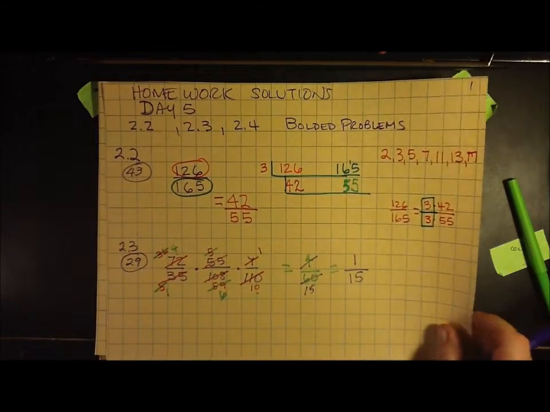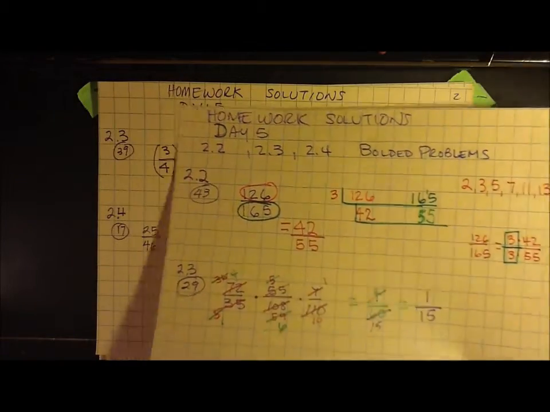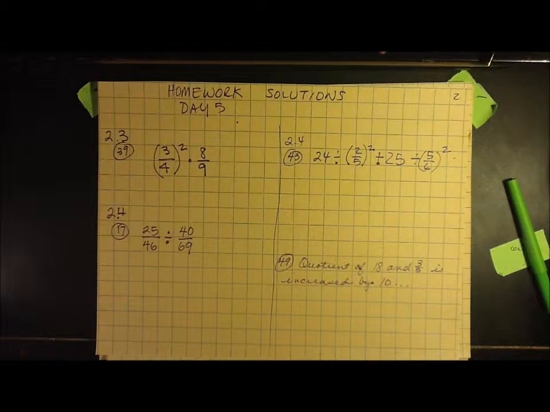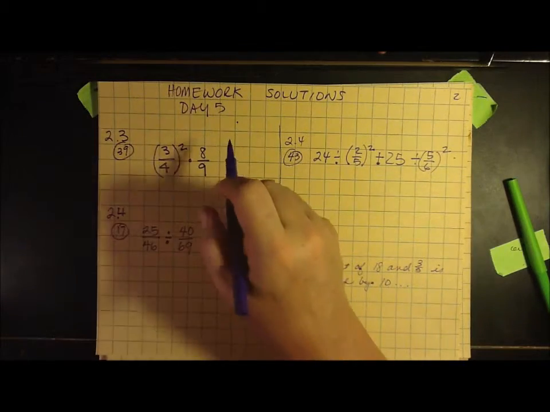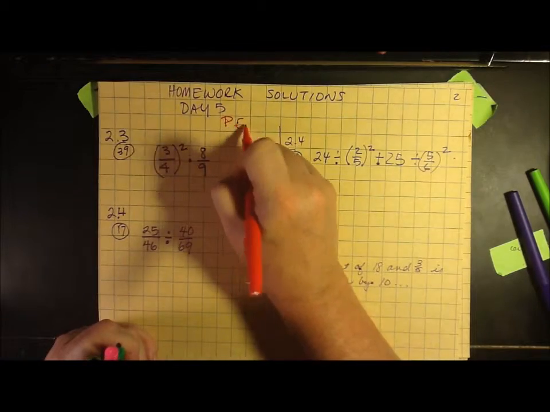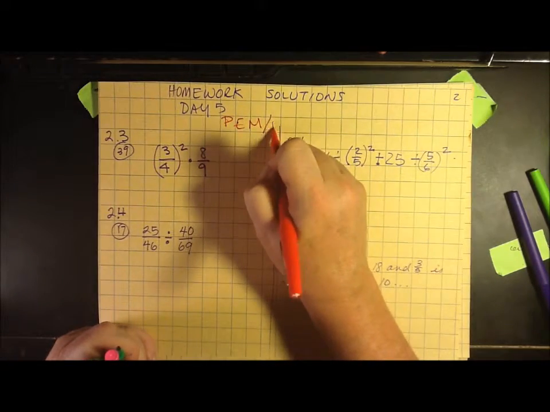So that is section 2.3, number 29. Now let's look at section 2.3, number 39. Now, this I want you to remember the important thing of PEMDAS, which is about order of operations.